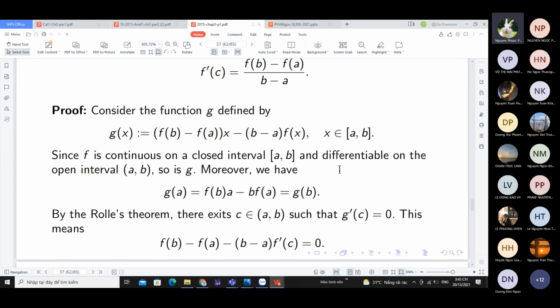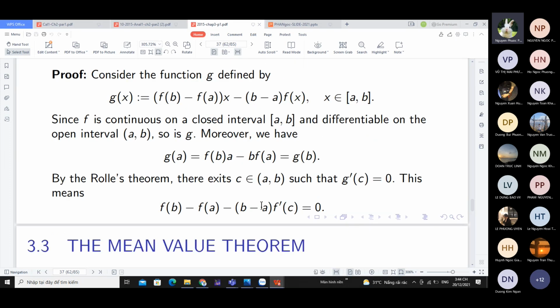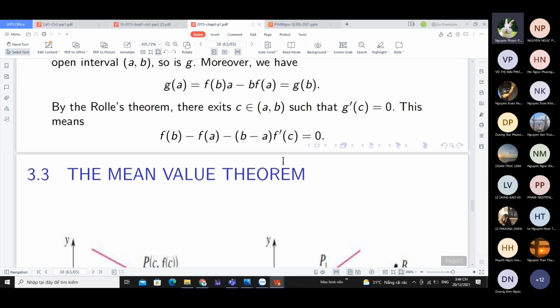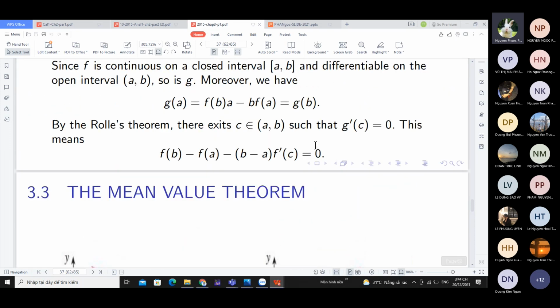And you can evaluate g'(x) easily. Okay, just (f(b) - f(a)) times the derivative of x gives you 1, right? And minus (b - a) times f'(x). And that's why g'(c) equals 0 gives you something like this. You have f'(c) equals (f(b) - f(a)) over (b - a).